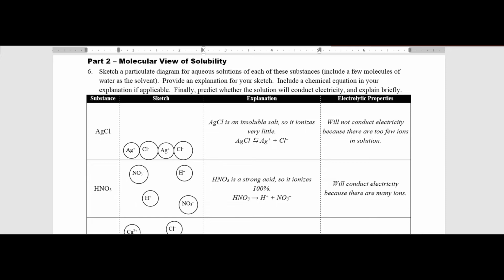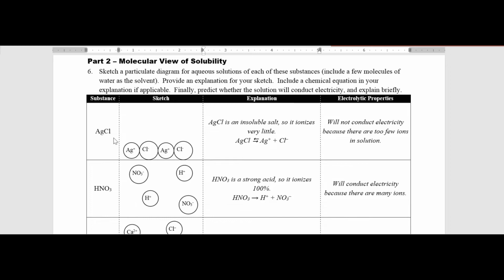So part 2, number 6, it says sketch a particle diagram for aqueous solutions for each of these substances. Include a few molecules of water as the solvent. So remember, water is a solvent. And it says provide an explanation for your sketch. Include a chemical equation in your explanation if applicable. And finally, predict whether the solution will conduct electricity and explain briefly.